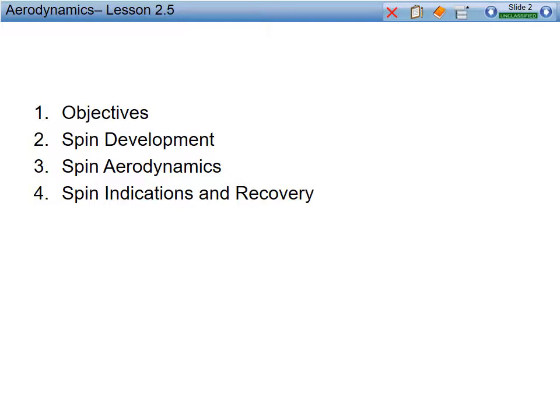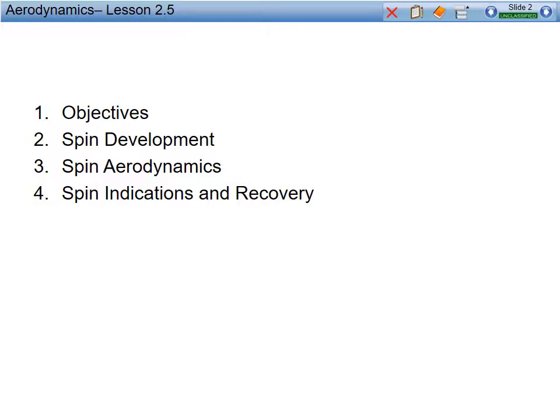So once we cover the objectives, we'll go jumping into spin development. After spin development, we'll get into the aerodynamics around what a spin is. And then lastly, we're going to be discussing and seeing what some of those indications are inside the cockpit of a T6. And then lastly, if you're going to get into a spin, you might want to know how to recover from that spin. So we're going to be discussing some NATOPS procedures associated with effective ways to get out of a spin, and then also looking at some ways to not so effectively get out of a spin. Some of those will help, some of those will not.